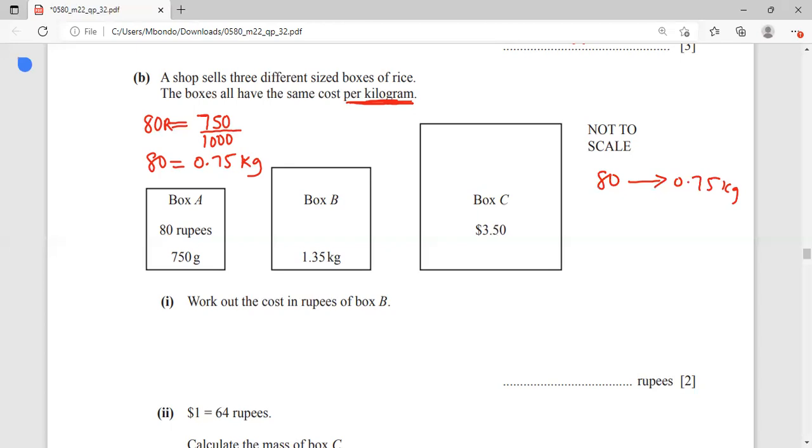Now, we want to find what amount we are going to have here for one kilogram, because that's the price that we want, isn't it? So we are going to cross multiply here. When we cross multiply, we're going to say 1 kilogram is equal to 80 over 0.75. That is the price that we're going to have in terms of rupees for 1 kg.